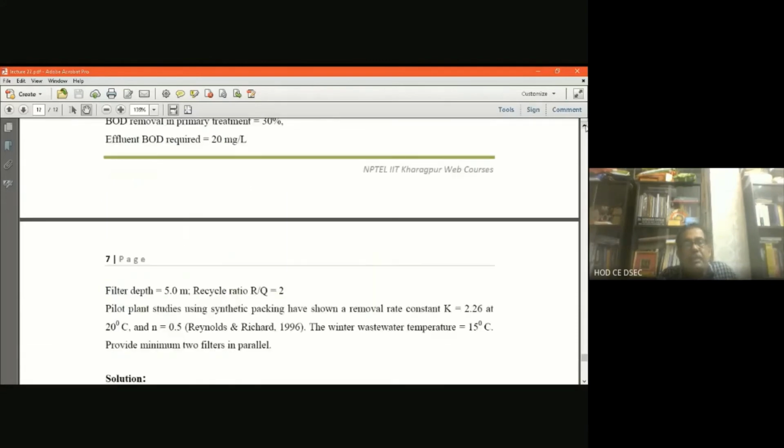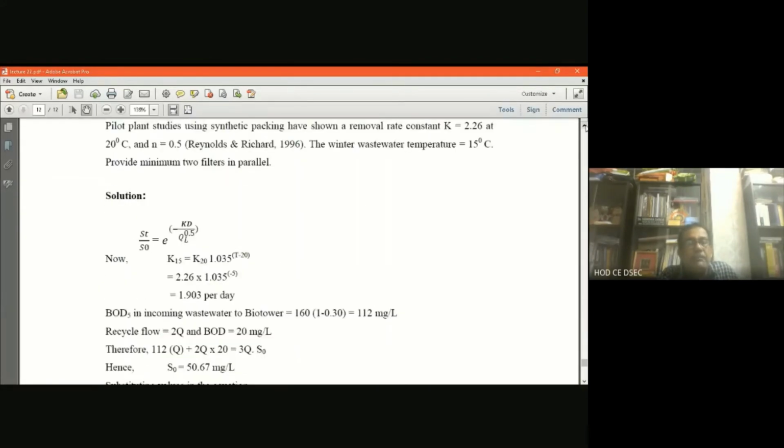super rate trickling filter. For the super rate trickling filter, the applicable equation is Se divided by S naught equal to e whole to the power minus KD by QL whole to the power 0.5. That kinetics equation is used for the super rate trickling filter.